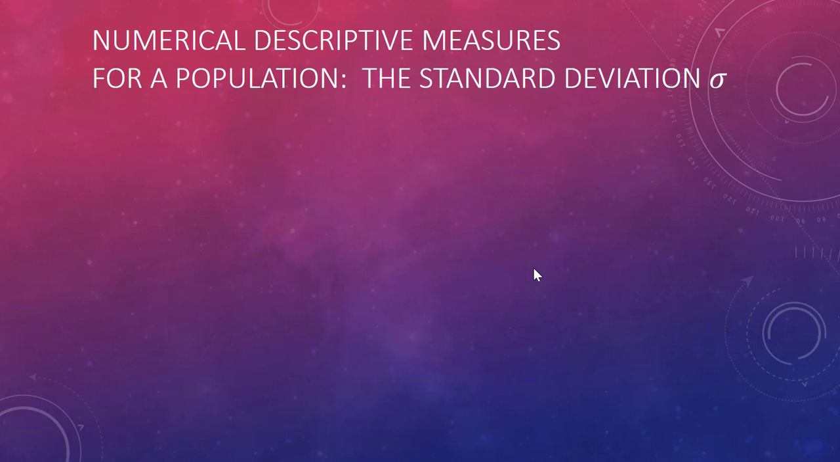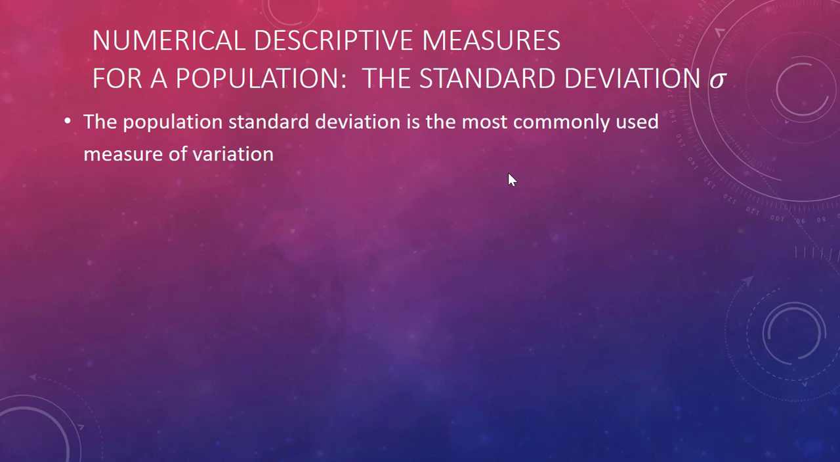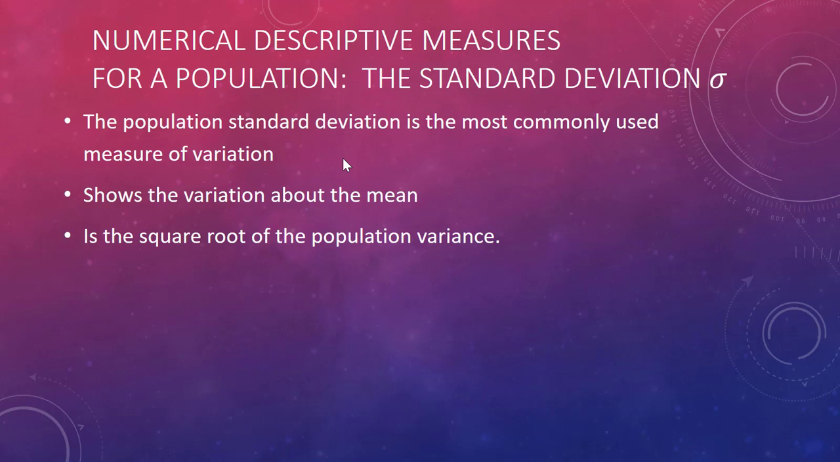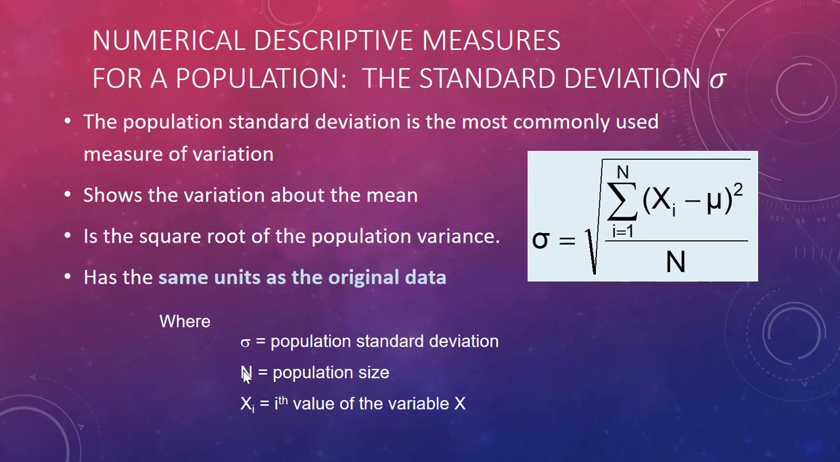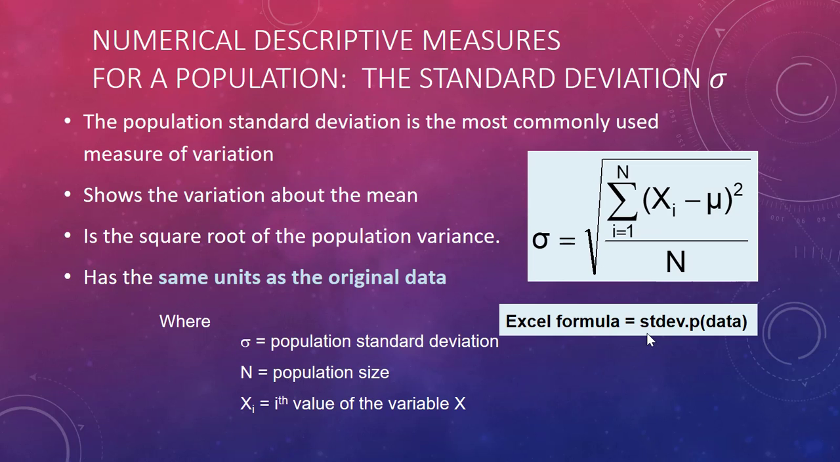Okay, final measure is the standard deviation, which we call sigma. It's the most commonly used measure of variation. It shows the variation about the mean. It's the square root of the population variance, and it has the same units as the original data. This is really important. Here is the formula for it, so it's just the square root of the variance. Again, there's an N here, and N is the population size, and sigma is that population standard deviation. We won't use this formula though. We are just going to use the Excel call STDEV.P and then highlight your data. .P instead of .S, since we have the population instead of the sample data.